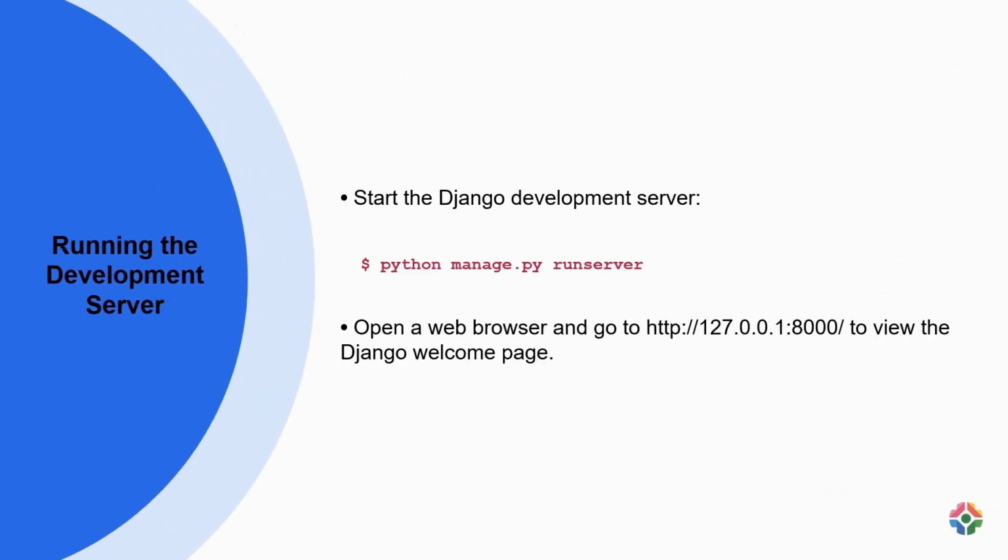To begin developing a Django project, one must start the Django development server by executing the command python manage.py runserver. This command launches the server, allowing the Django project to run locally. Subsequently, opening a web browser and navigating to 127.0.0.1:8000 enables viewing the Django welcome page on the browser. This action grants immediate access to the initial interface of the Django project being developed and gives a starting point for further exploration and customization.